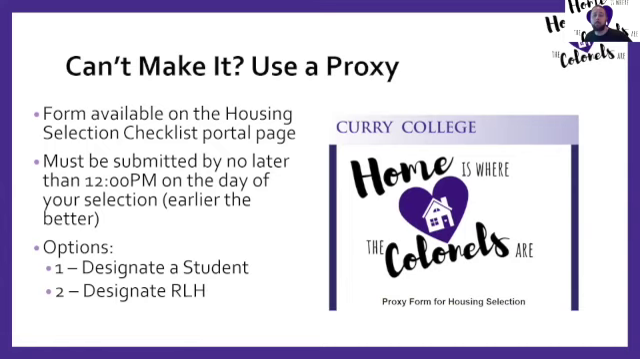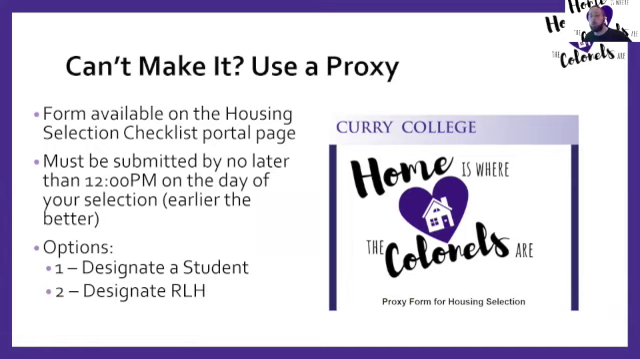Typically during the in-person process, we only ask that proxies are designated students, but we understand that, given the unprecedented nature of our current concerns, both globally and nationally, we may have options that are a little bit more inclusive for our student population. So there are two options for you. One is to designate a student, and the other is to designate a member of Residence Life and Housing.